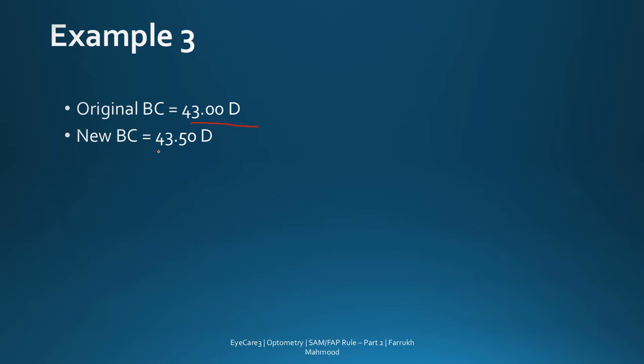Coming to example number 3, here we have base curve in diopters. Original base curve is 43.00 diopter, and the new base curve we have taken is 43.50. So you must remember, greater the value in diopters, steeper will be the lens. Lesser the value in diopters, flatter will be the lens. So in this case we have increased the value in diopters, so that means we have moved towards the steeper side.